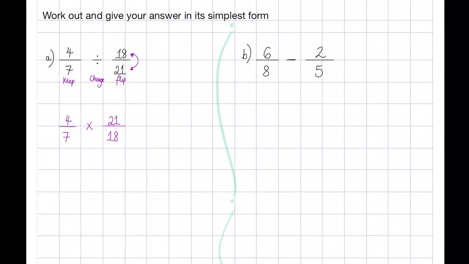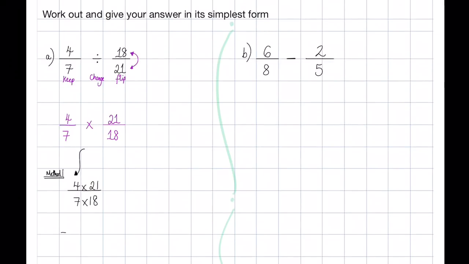Now with multiplying, I don't need to have the same denominator, so I can just go straight across the top and straight across the bottom. So that will be one method, but it will give me some big numbers. So if I use that method 1, I'll just write method 1 really tiny there so that I can fit both in hopefully. I'll go straight across the top, so I'll have 4 multiplied by 21, and on the bottom I'll have 7 multiplied by 18.